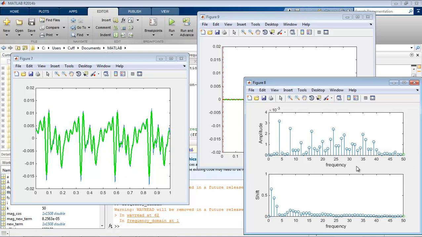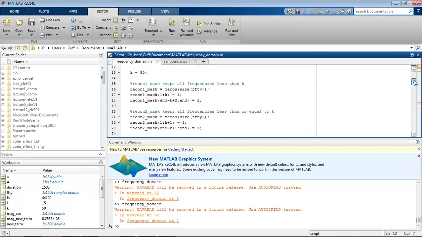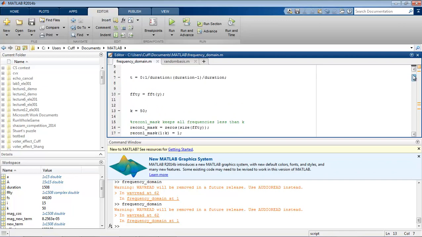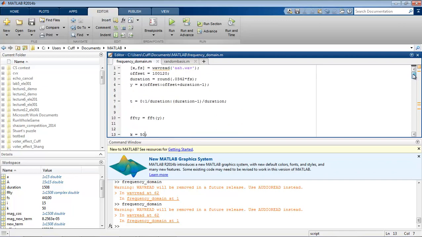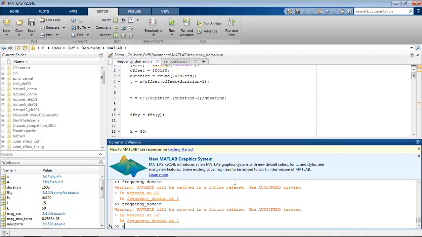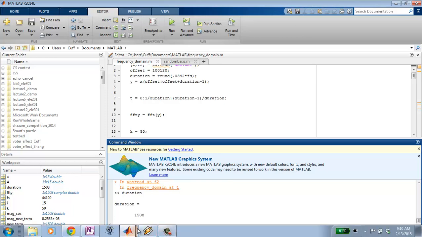50 is not enough, but if we went to whatever, I don't know how many are in here. I could check. What are we calling that thing? Duration. Okay, so we have 1,500 samples. If you divide that by 2, that's how many sinusoids you would need to exactly get it. Maybe less, but if you had that many, you would for sure reconstruct this signal.